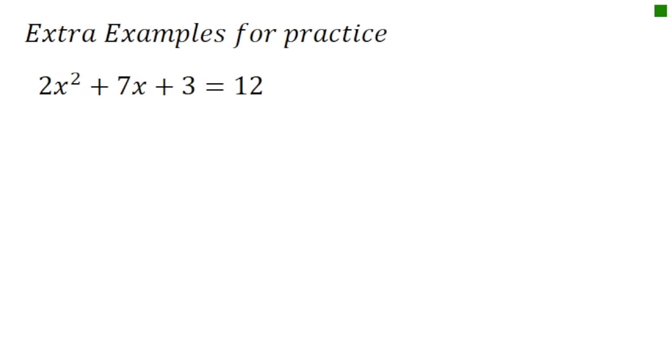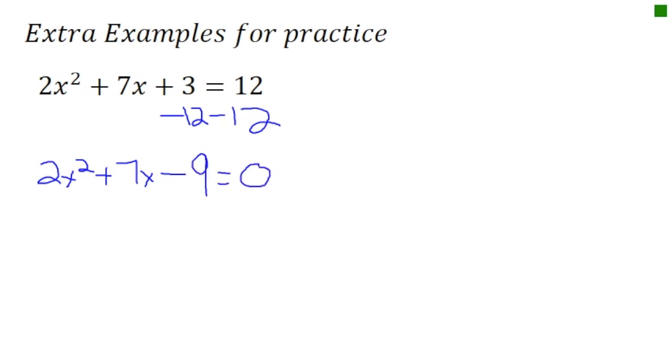All right, so what do you need to do first here? That's right, you got to set it equal to 0. You would subtract 12. That gives us 2x squared plus 7x minus 9 equals 0. Okay, pause here, try to see if you can work it out all the way, and then once you're ready to see if you got the right answer, you can continue with the video.